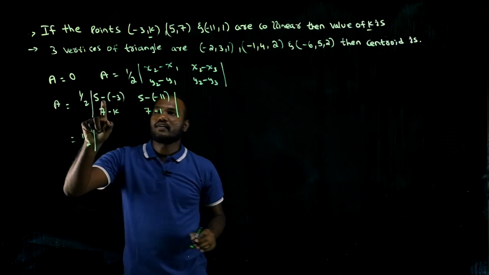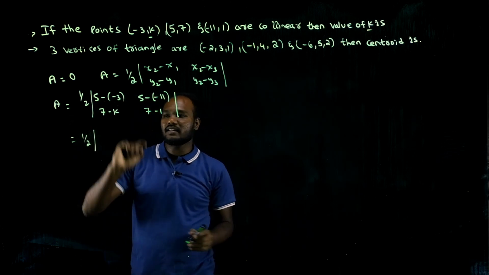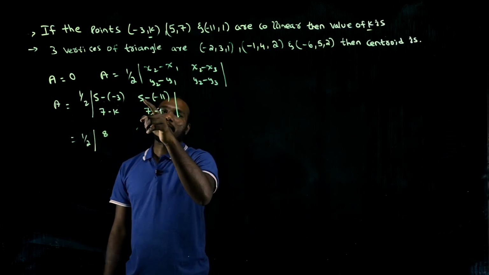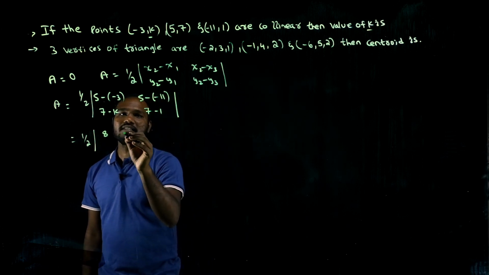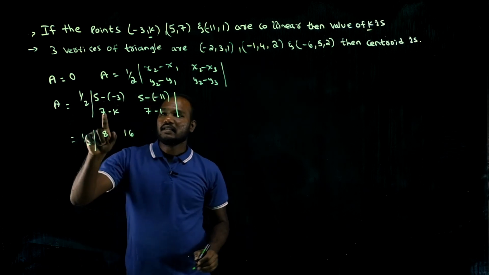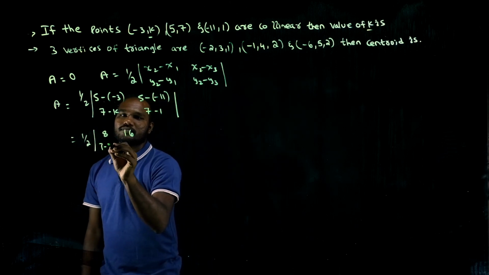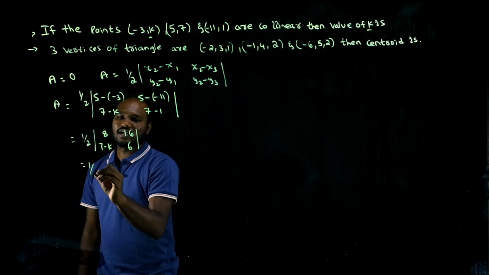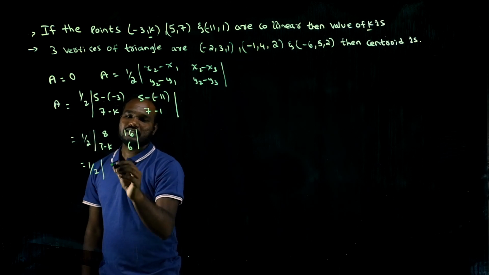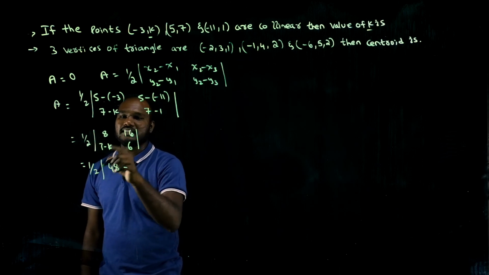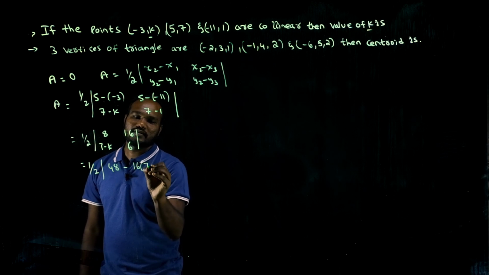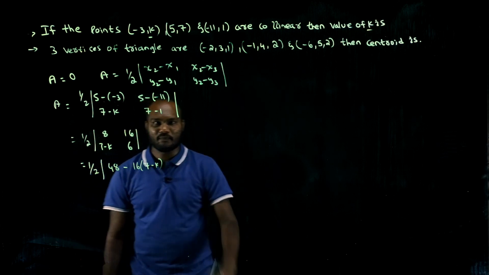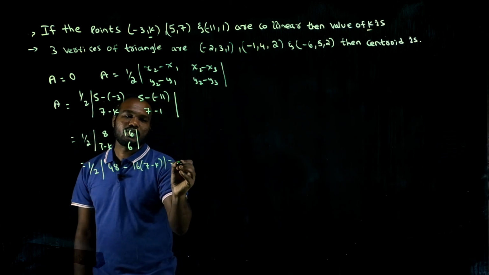Half times 5 minus into minus is plus. So 5 plus 3 is 8. And minus into minus is plus. 5 plus 11 is 16. Right? 7 minus k. And 7 minus 1 is 6. How to solve this? So half times this into this, 8 sixes are 48, minus this into this. So 16 times 7 minus k. Is that good? So this should be equal to 0.